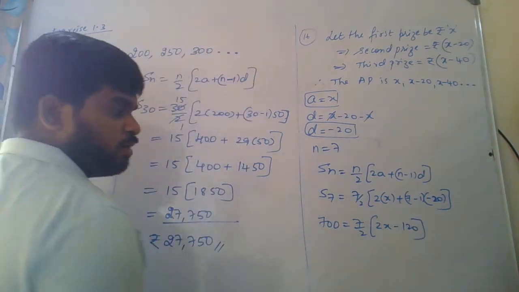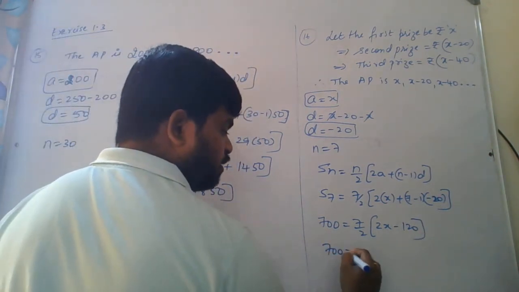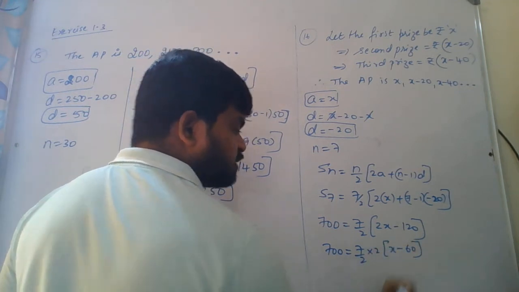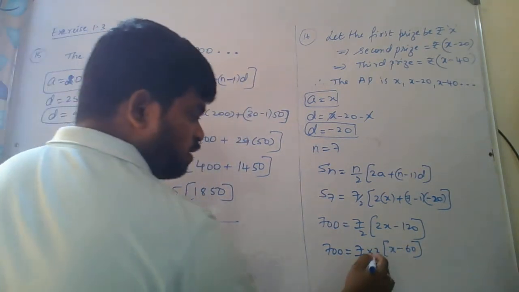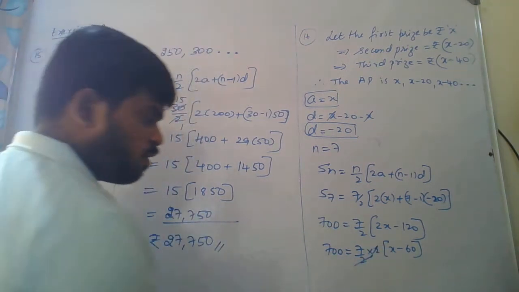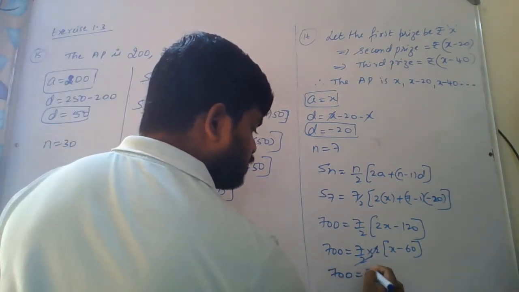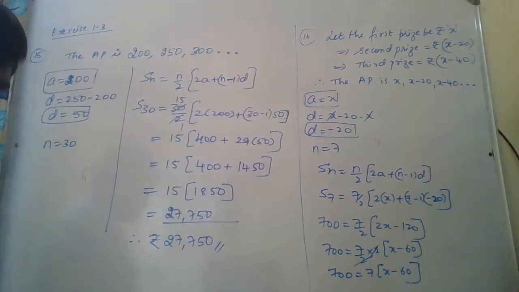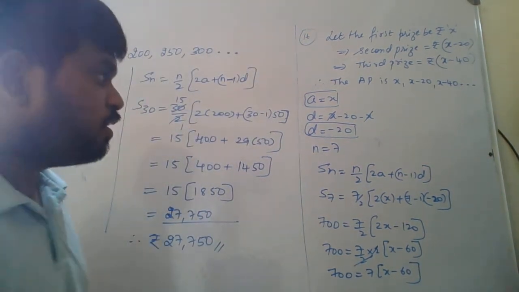Let me directly do it. Okay. Here you can take 2 as common. So you'll be left with X minus 60. If you take 2 as common, 2 gets cancelled. So what are we left with? 700 is equal to 7 into X minus 60. Isn't it?